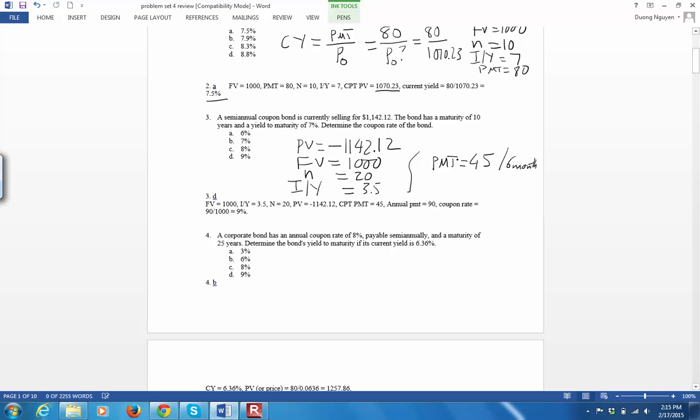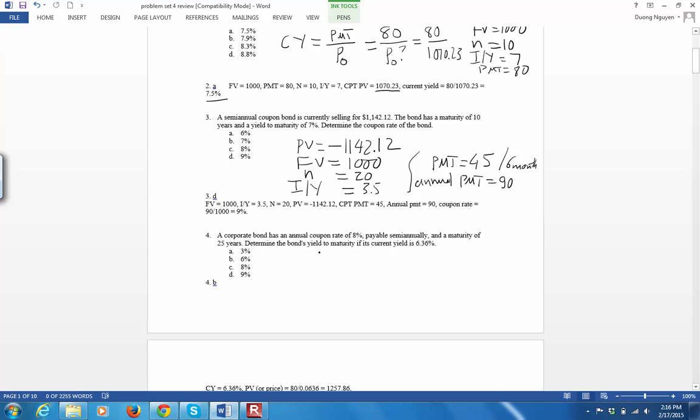But the question is asking for the coupon rate, which is the annual coupon rate. So the annual coupon payment would be 90. Therefore the coupon rate is 90 divided by the par value. To get the coupon rate, you take the coupon payment divided by par value, and it equals 9%.